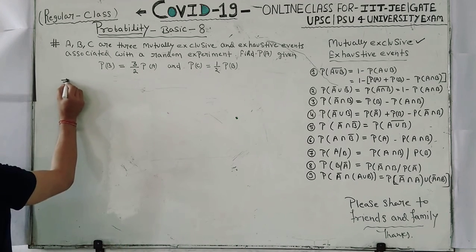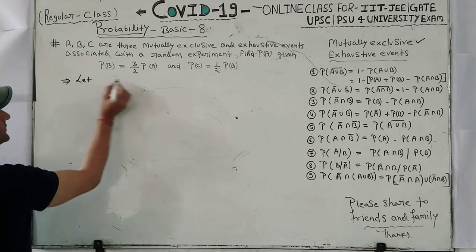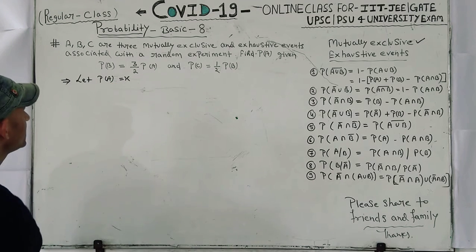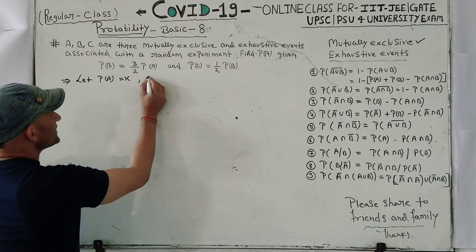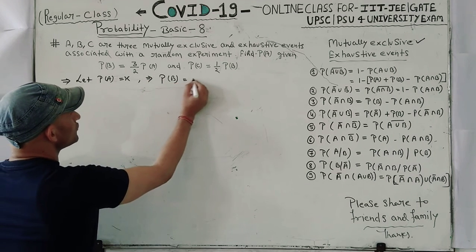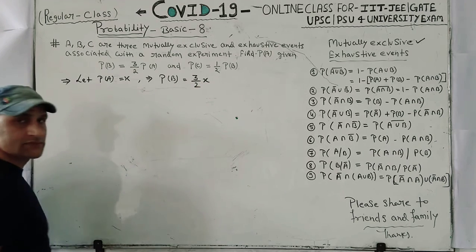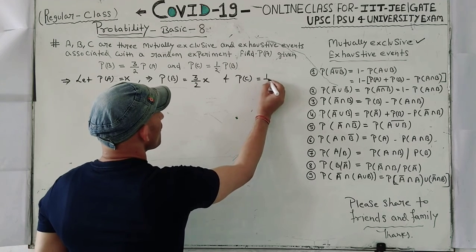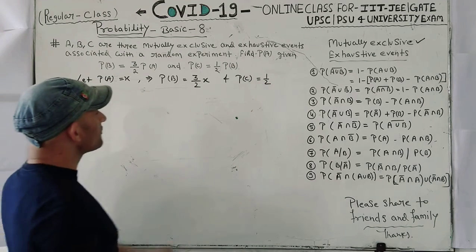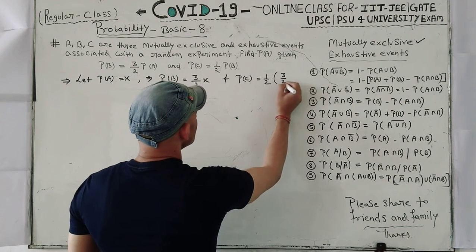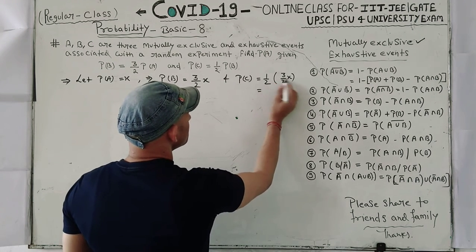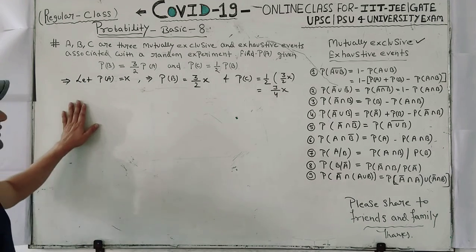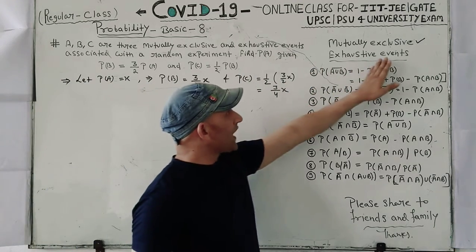In this condition, let probability of A be equal to X. So it implies that probability of B is equal to 3 upon 2 X, and probability of C is equal to 1 upon 2 probability of B. Probability of B is 3 upon 2 X, so your answer is 3 upon 4 X.